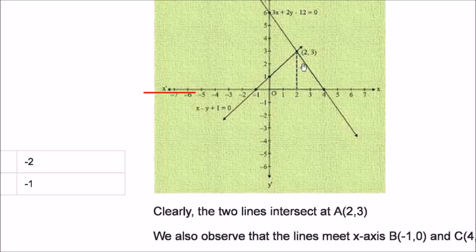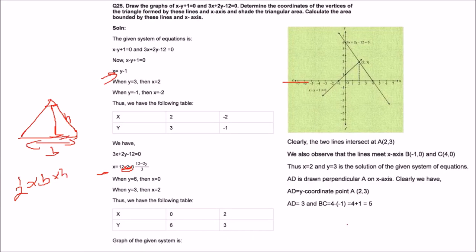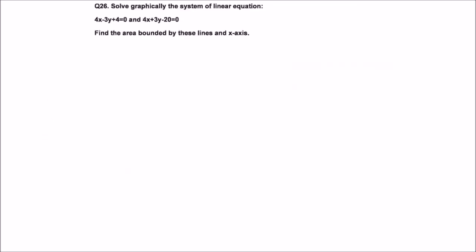And what is the height? Height we will take along the y-axis. (2, 3) are the coordinates, so the height is 3. So half into 5 into 3 will be your area, because this is 5 and this is 3, for the triangle we are talking about. 5 times 3 is 15, 15 by 2, that will be 7.5 square units. Next is also like this.